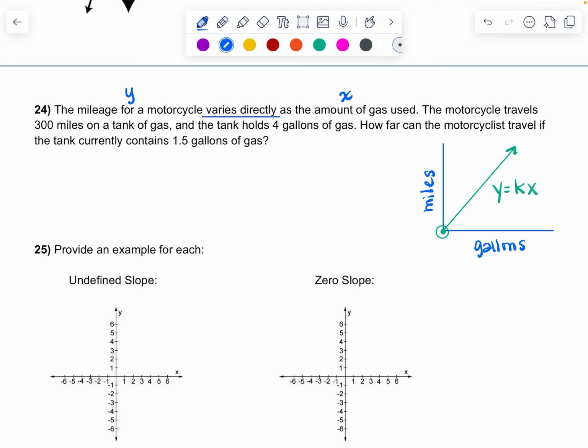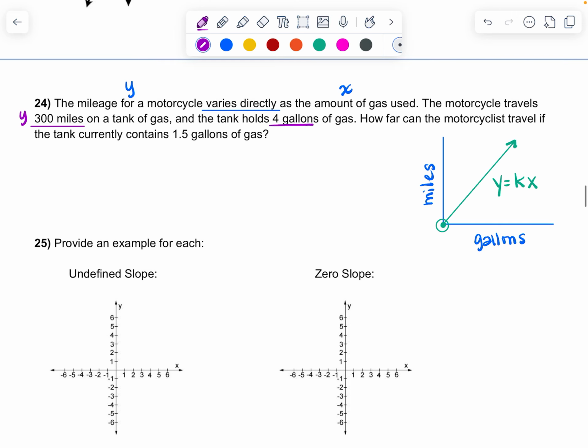Anywho, it says a motorcycle travels 300 miles, that is a y value, on a tank of gas. The tank holds 4 gallons. Gallons is an x value. Well, we know slope, or k, is y's over x's. Technically, it's the change in y over the change in x, but in this case, we're just going to use y and x values because we're only given one of them. So we're going to do 300 miles over 4 gallons. And 300 divided by 4 is 75.